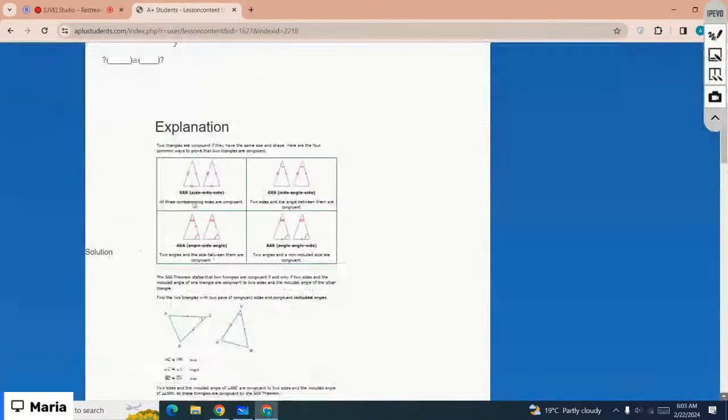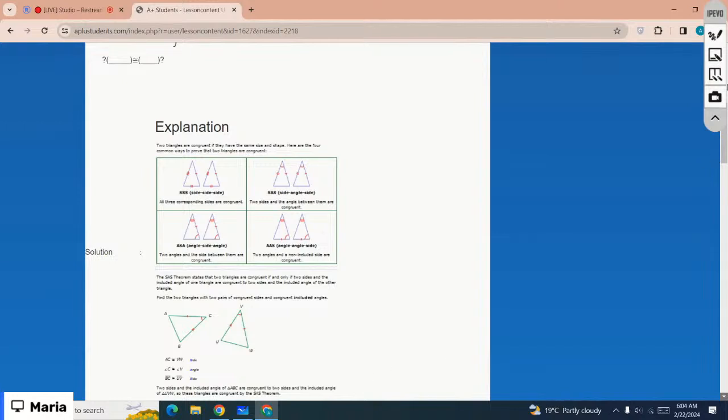Okay, here is an explanation. SSS means side, side, and side, so all three corresponding sides are congruent. SAS means two sides and the angle between them are congruent. Then you have ASA, that is angle, side, and angle: two angles and the side between them are congruent. Then AAS, two angles and a non-included side are congruent.